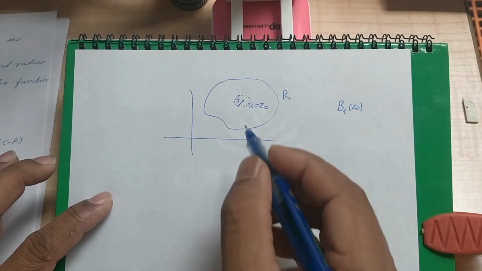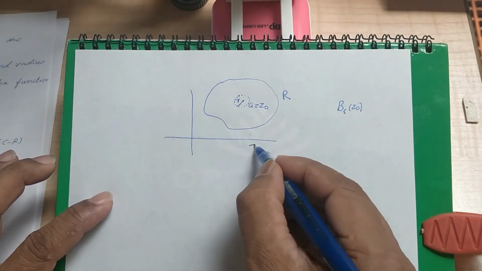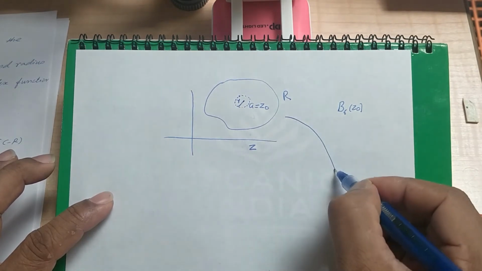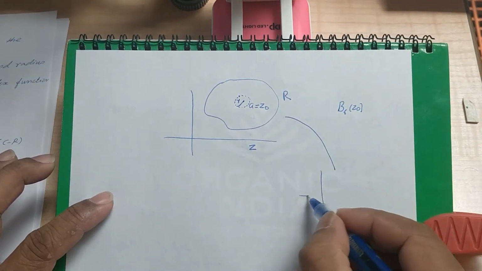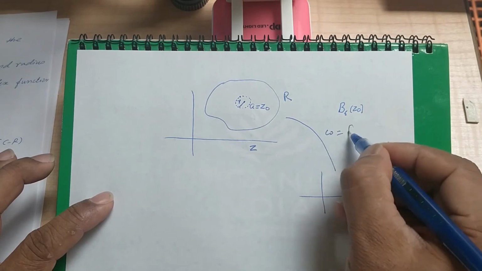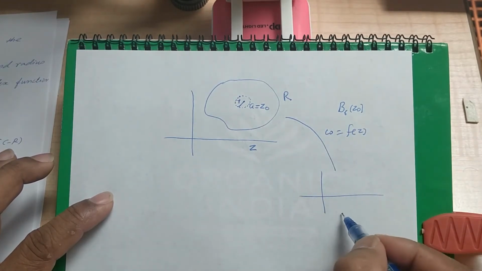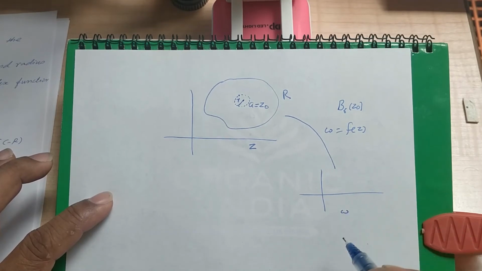Now this is the domain. This is the z plane, and the values of the function will be, so w equal to f of z. w will be another complex number. So we have another complex plane called the w plane, and the values take place over there.